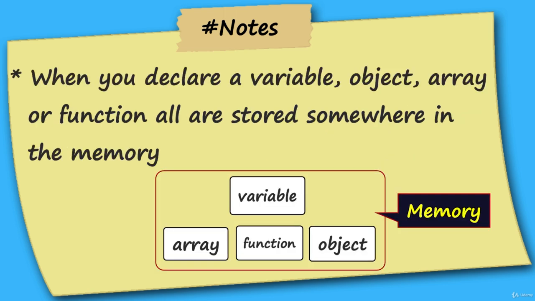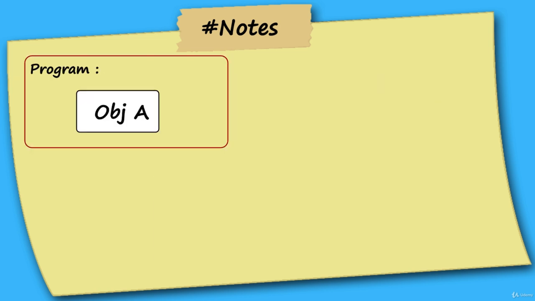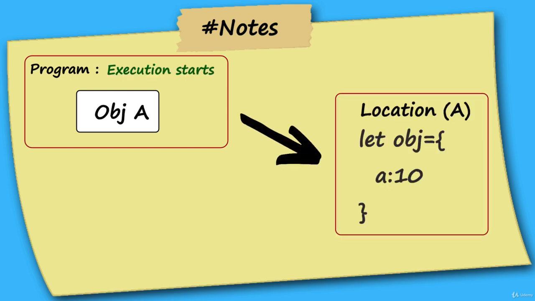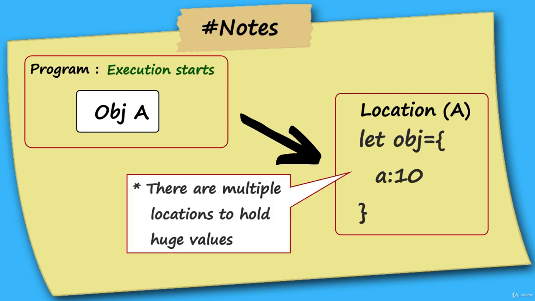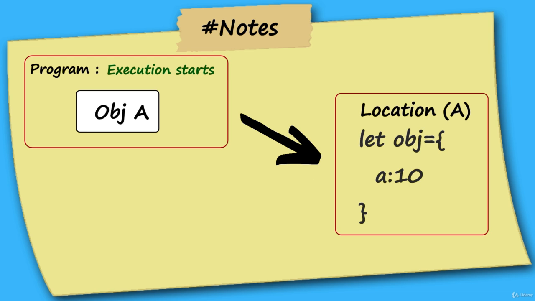When you declare a variable, object, array or function, all are stored somewhere in the memory. Assume that you have an object A. When your program starts, a location is created and data stored in this location. There are multiple locations in fact to hold huge values, but we are making one box as a location to simplify the presentation. Alright, so this object A has some data and is stored in the location.